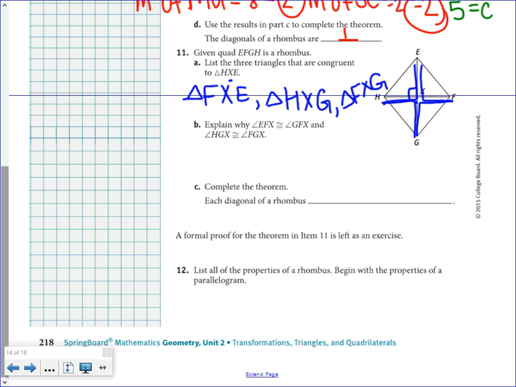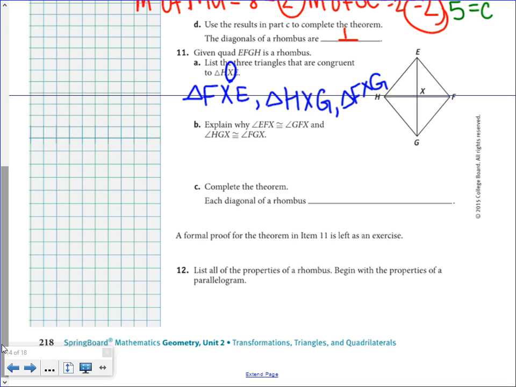And some of you may want to know, does the order of that matter? Could I say EXF? You could, because these triangles are actually all 4 congruent. And so the only thing that is a must is that the X has to be in the middle, because that's the right angle, and they started with the right angle in the middle. So now, part B asks us to explain why these angles are congruent.